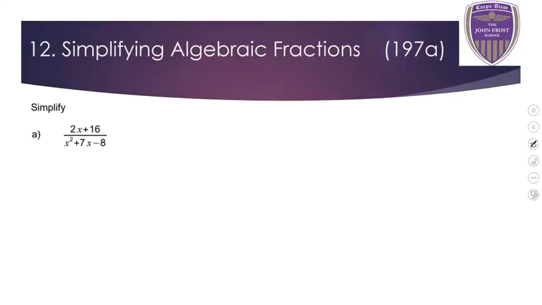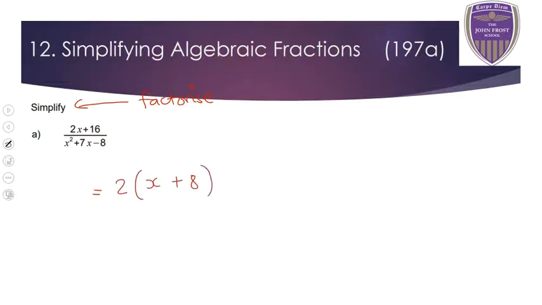Right, moving on. Simplifying algebraic fractions. When we simplify algebraic fractions, just remember, all we do is factorize. So we factorize the top and factorize the bottom. Factorizing the top of this would give me 2 and then x plus 8, because 2 is the highest common factor, isn't it?